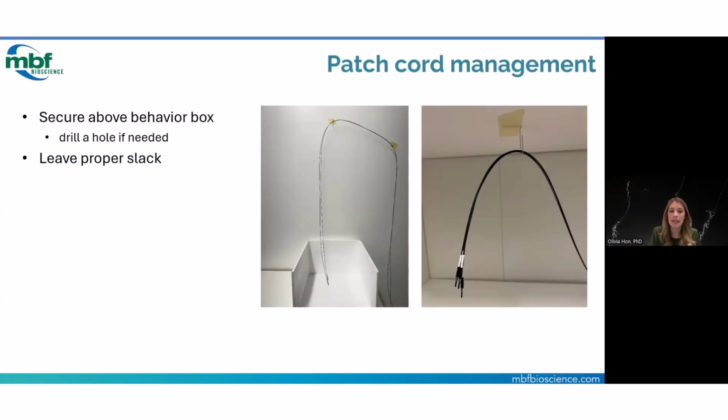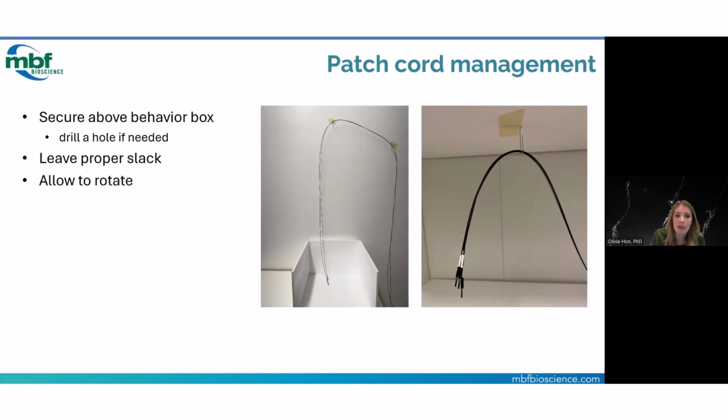So you want the animal to be able to travel to all corners of your box, but you don't want it to be drooping so much that the mouse is going to be able to chew on it. That is the fastest way to damage your patch cord, is to let a mouse pull it down, bite it, it's done. It's made of glass. It's very easy to break.